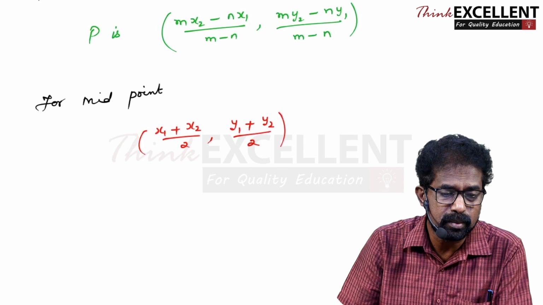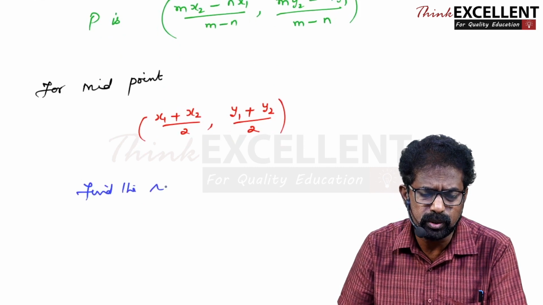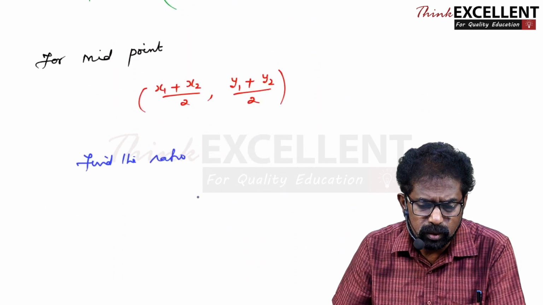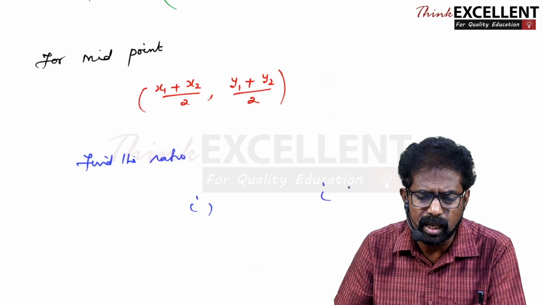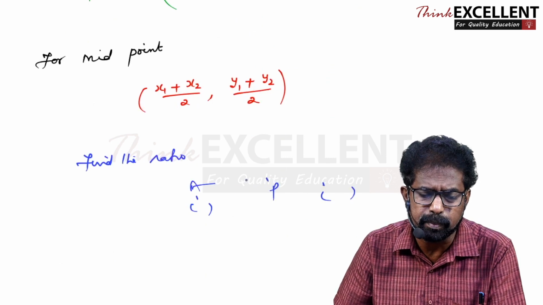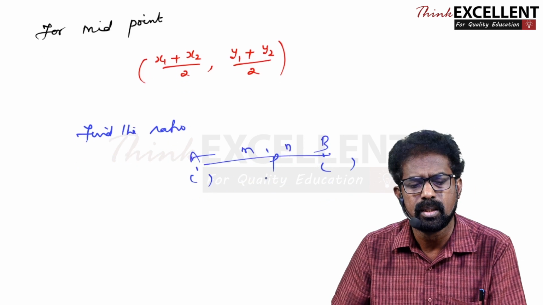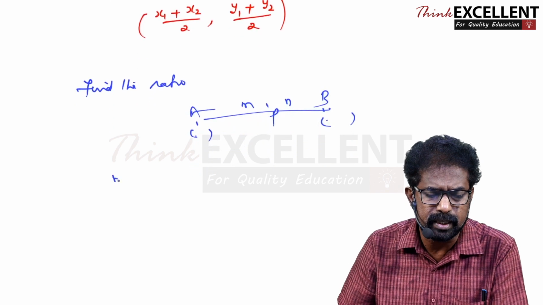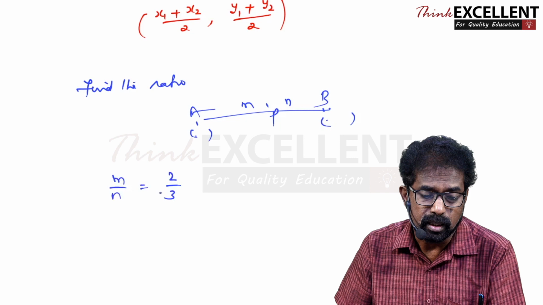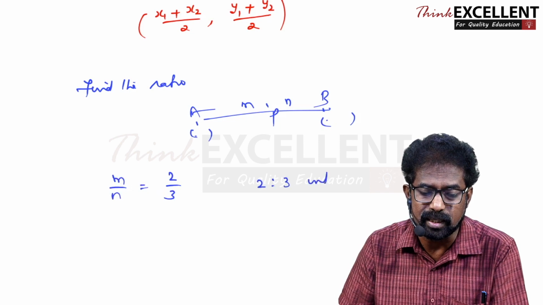Then sometimes in the question they ask to find the ratio. Find the ratio. Here, is the ratio given? You can do this. What they give is two points, and a point P, and ask in what ratio it divides AB. You take the ratio as say m is to n. Then when you equate the x coordinate, you get m by n. Suppose your answer is 2 by 3. You say the point P divides in the ratio 2:3 internally.